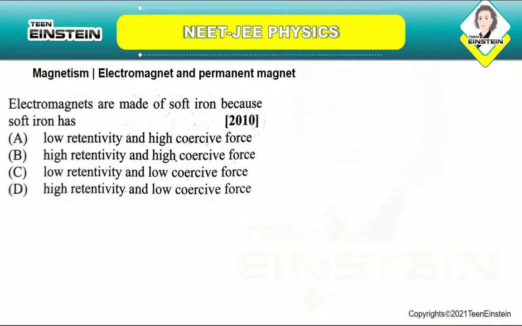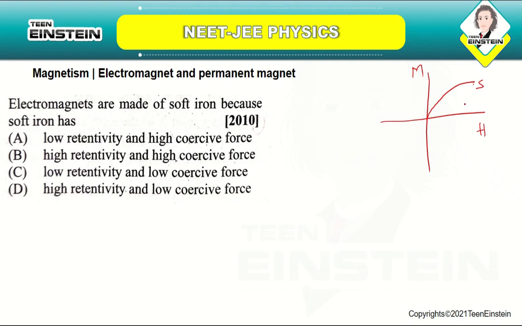The next question is, electromagnets are made of soft iron because soft iron has low retentivity, high coercive force; high retentivity and high coercive force; low retentivity and low coercive force; high retentivity and low coercive force. Okay. So first we should have an idea about hysteresis curve. So you know that hysteresis curve gives you a relationship between the applied magnetic field and the magnetization of the material. So initially when you are applying a magnetic field, the magnetization of the material will increase and it will reach a point called saturation.